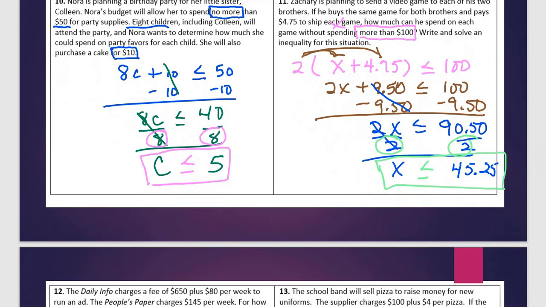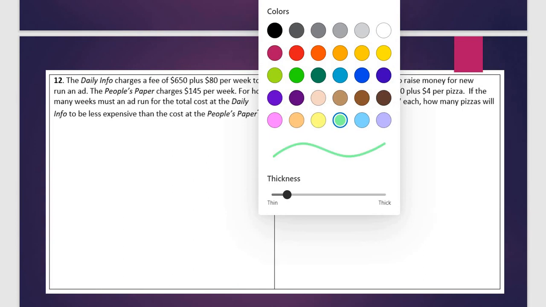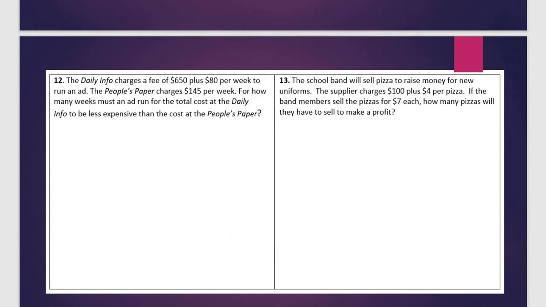Okay. Now, look at this next one, number 12. On this one, I'm going to go ahead and change colors. The Daily Info charges $6.50 plus, so I'm going to put a plus right here, $80 per week to run an ad. The People's Paper charges $1.45 per week. For how many weeks must an ad run for the total cost at Daily Info to be less expensive than the cost at People's Paper?